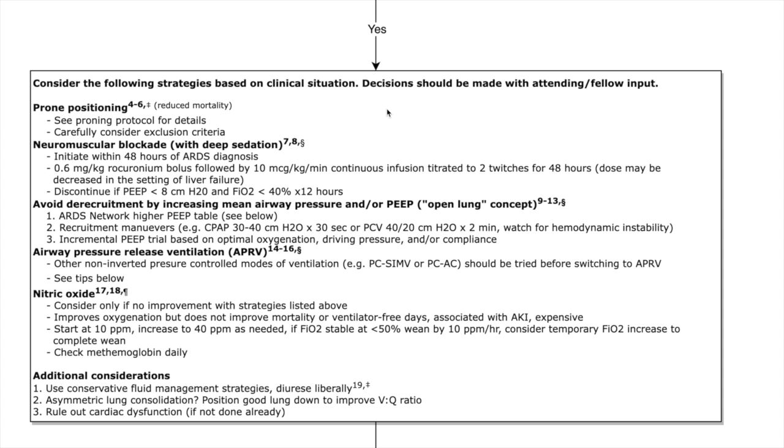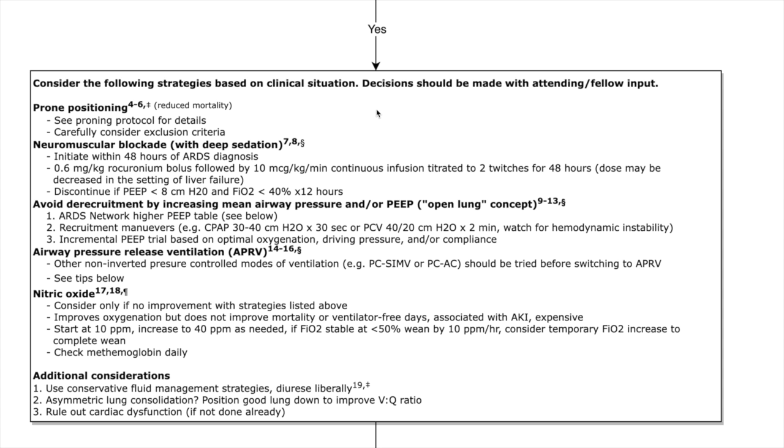Now, the original trial that showed reduced mortality was called the PROSEVA trial, published by Guerin et al. in the New England Journal of Medicine in 2013. And this randomized controlled trial showed that prolonged proning, greater than 16 hours per day, that was started early, less than 48 hours after diagnosis of ARDS, resulted in a decreased mortality in patients with a P to F ratio of less than 150. There's also a Cochrane review that was published in 2015 that showed, amongst the multiple trials included, that early prolonged proning in moderate to severe ARDS may improve mortality.